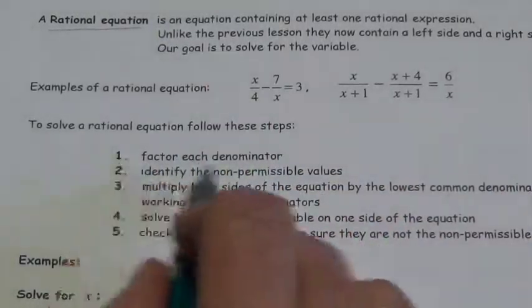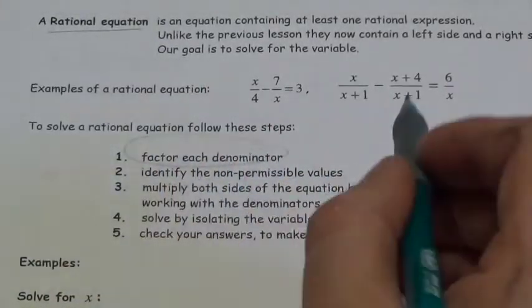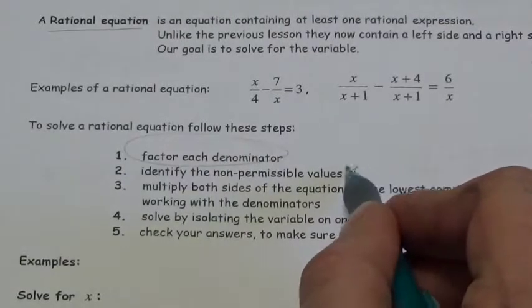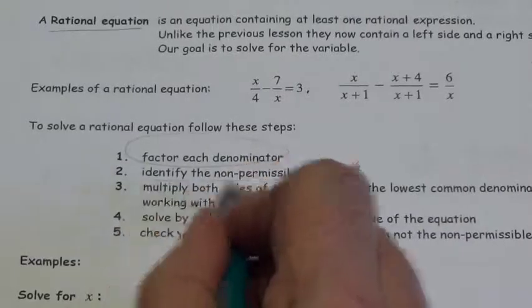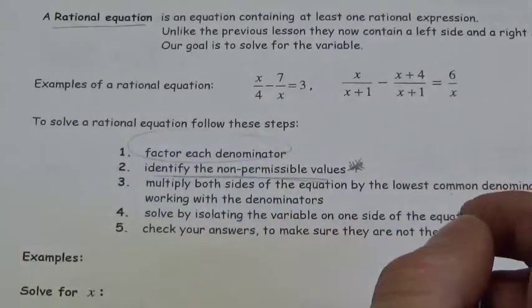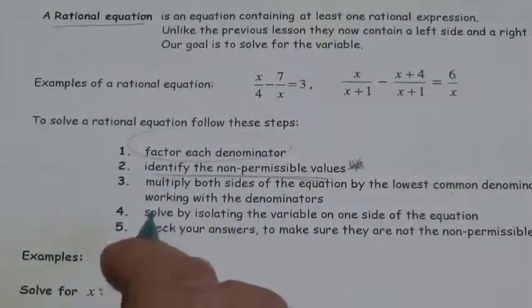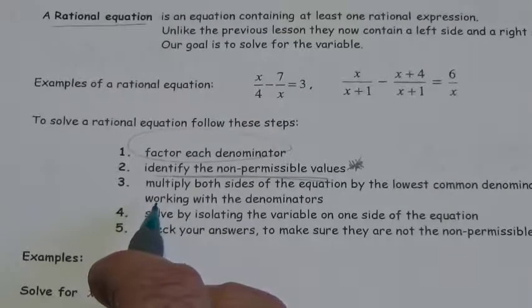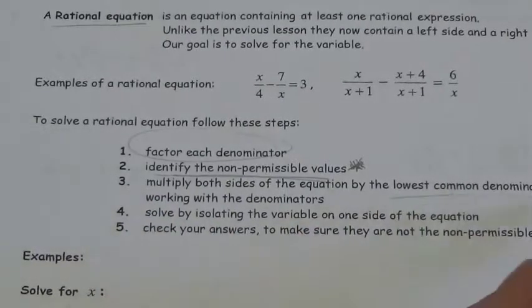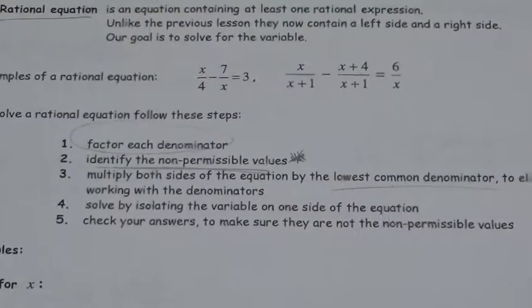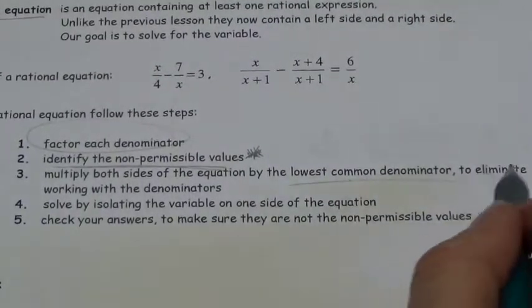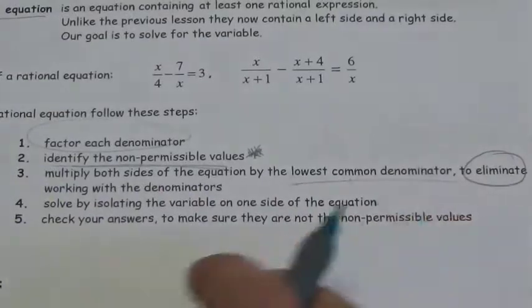So we're going to factor each denominator. We're going to identify the non-permissible values, and this is important. All the way through, we have to identify those non-permissible values, and you'll see why in a bit, particularly with some of the examples that we do. Then we're going to multiply both sides of the equation by the lowest common denominator. And what that's going to do for us is eliminate the denominator.